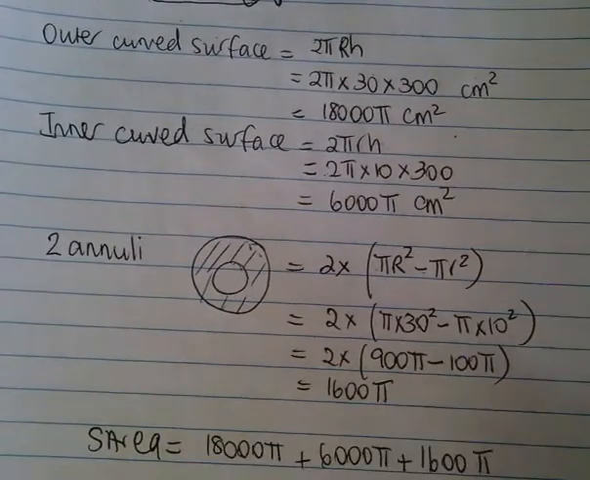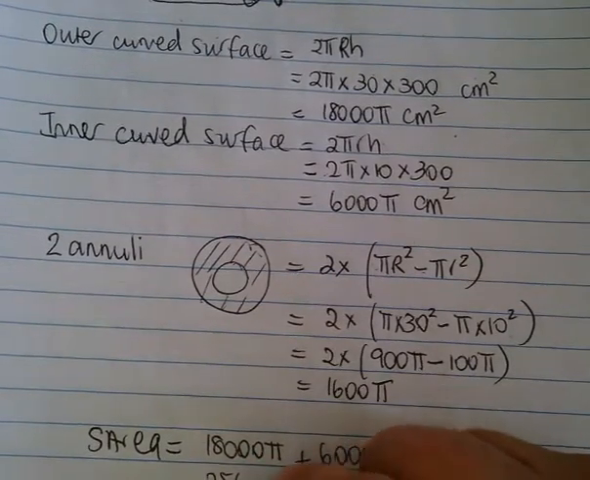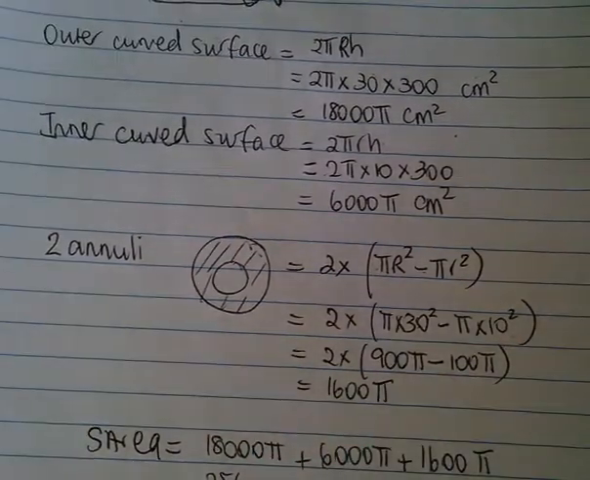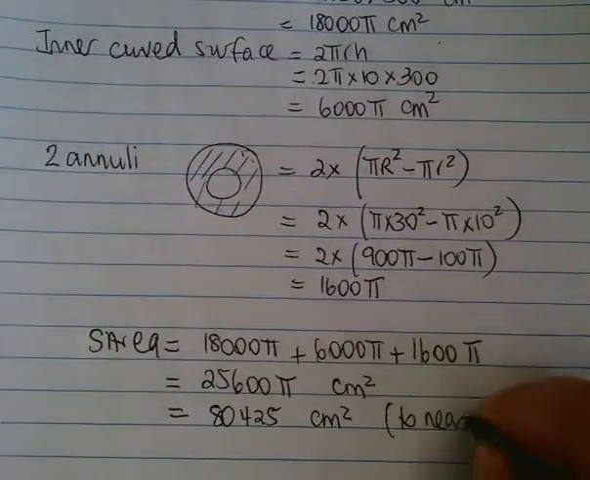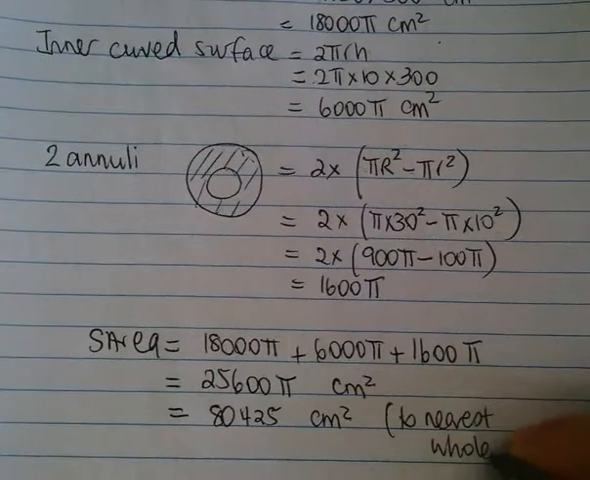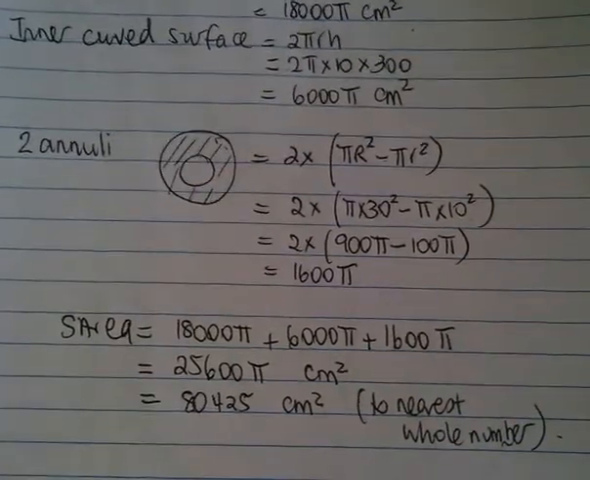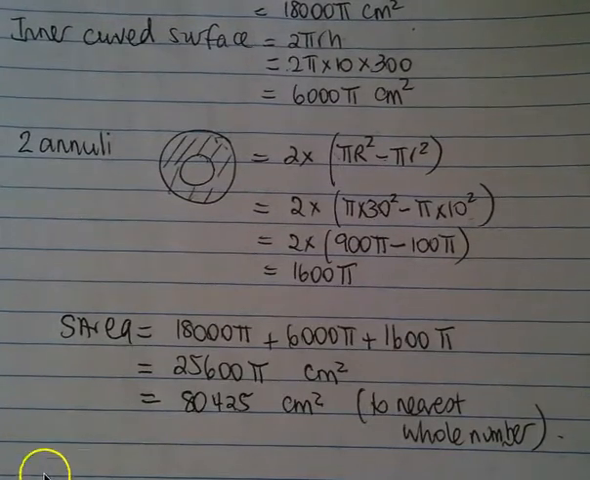1,600 pi, 25,600 pi. Is that right? Which is what? So ladies, it's 80,425 centimeters squared to the nearest whole number.